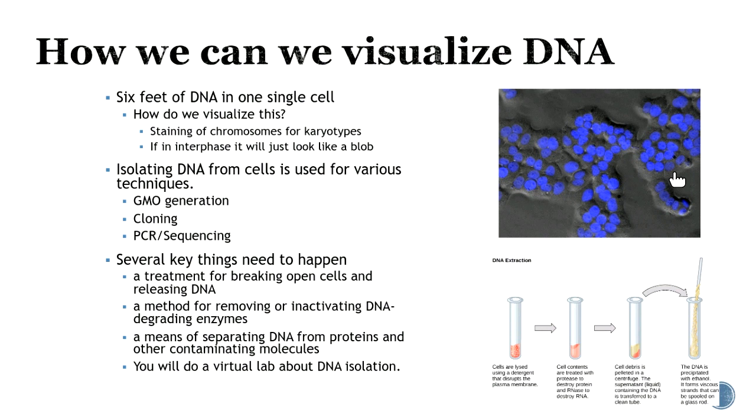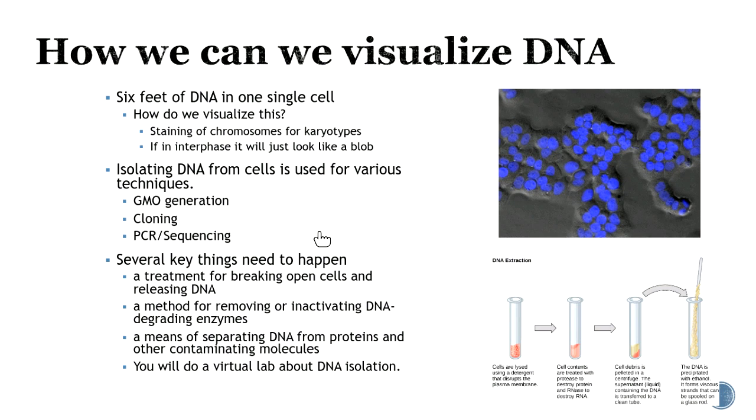This is a DAPI stain right here, so what it is showing is DNA. That's why you see all the blue highlighted right there. We can also stain the chromosomes, like we use for karyotypes that we talked about before. We can stain for microtubules if we want to look for stages of mitosis. There's all kinds of different things we can do. Now, we will commonly isolate DNA from cells and use it for different things, sometimes to generate GMOs, for cloning, and for PCR and sequencing.